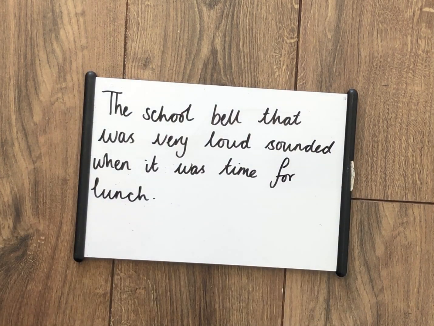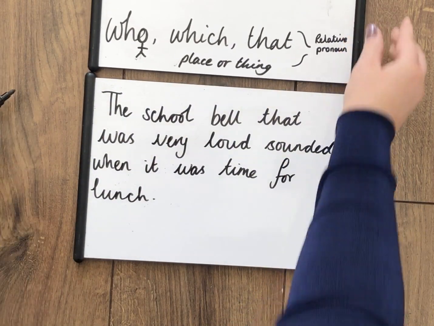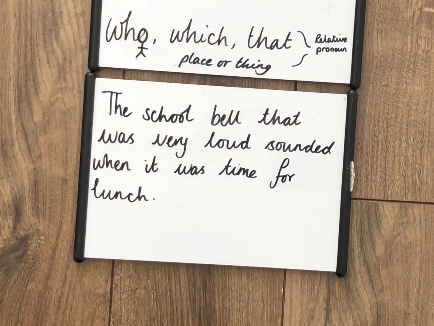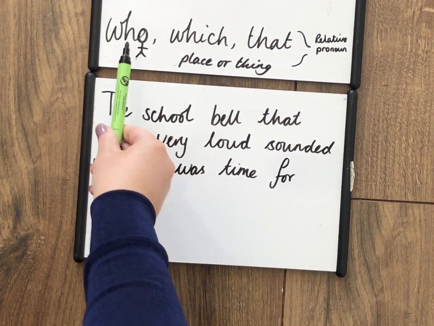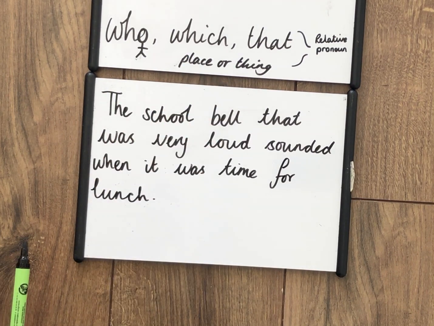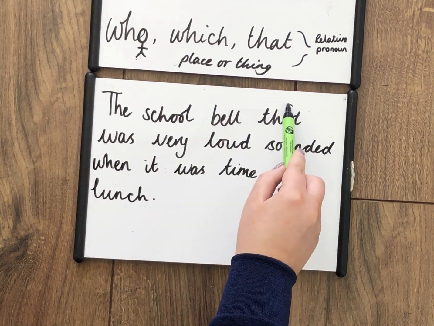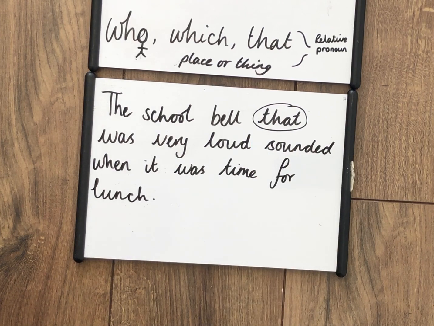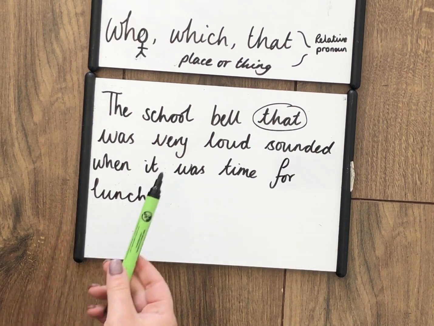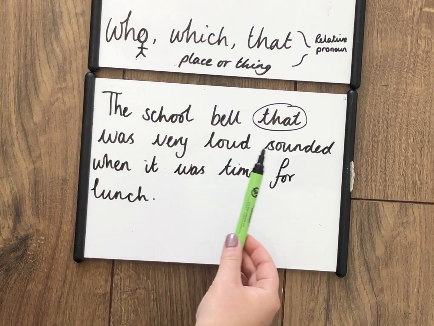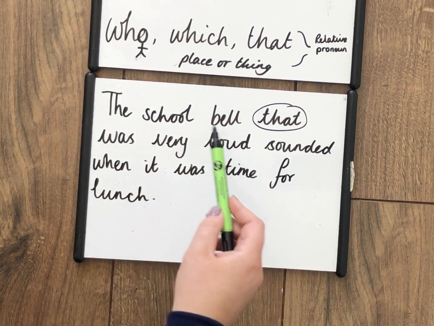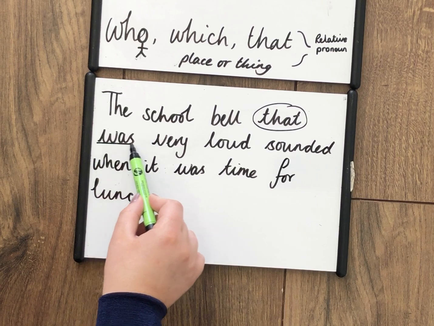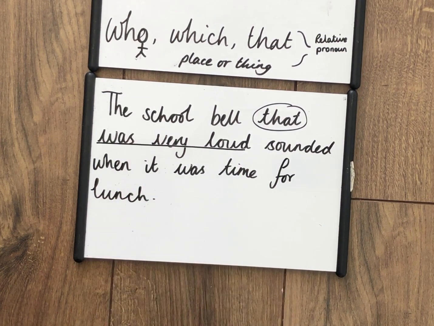For a thing or a place, we have the use of which or that. So if I just pop that back up so you can see it. So here we've got the school bell that was very loud sounded when it was time for lunch. So we know we're looking for who, which or that. So we can see that there is a that there. So this must be our relative pronoun and our relative clause must follow on from it. The school bell that was very loud sounded when it was time for lunch.